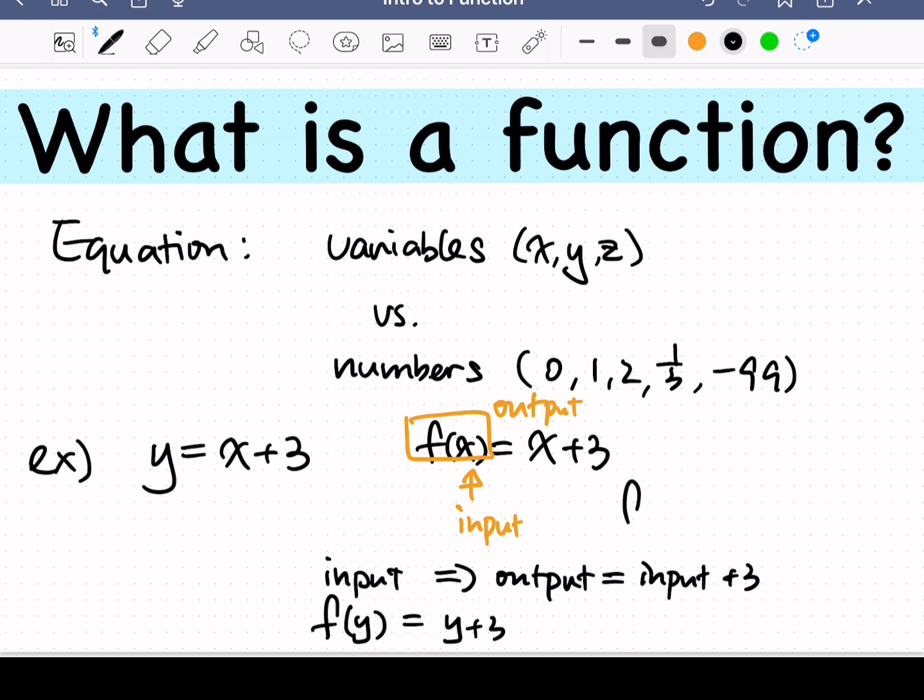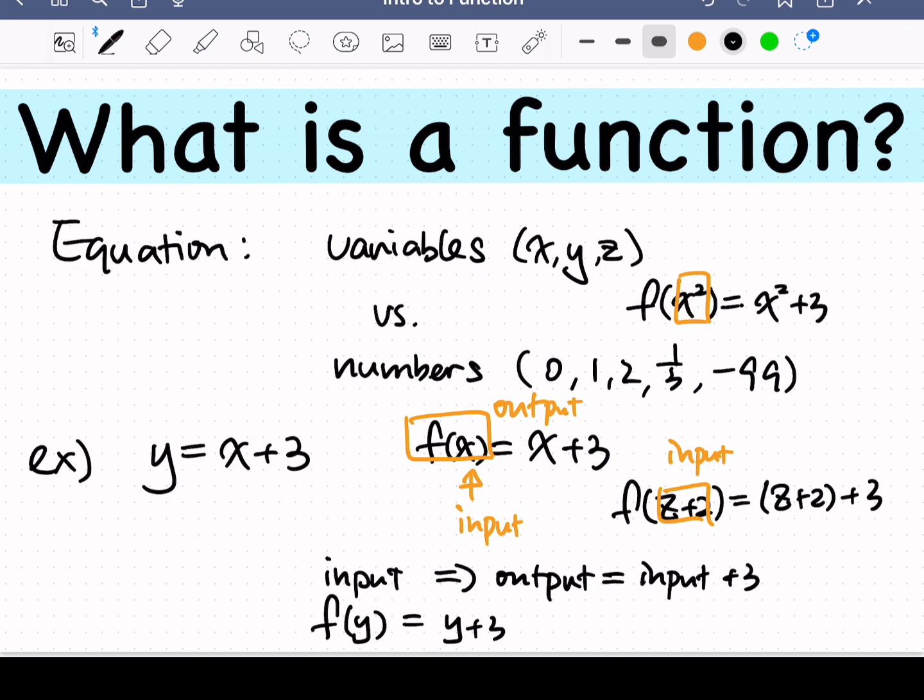Or sometimes you can even plug in some other complicated expression, such as f(z + 2). Now it means that z + 2, this whole chunk, is the input. So again, how do we calculate an output? By adding 3 on top of an input. So now it becomes (z + 2), the input, plus 3. Or what about this, f(x²)? Again, that's exactly the same. Now instead of x, x² is my new input. So on top of this new input, I just add 3. So f(x²) becomes x² + 3.